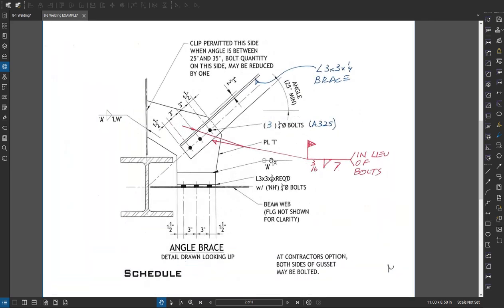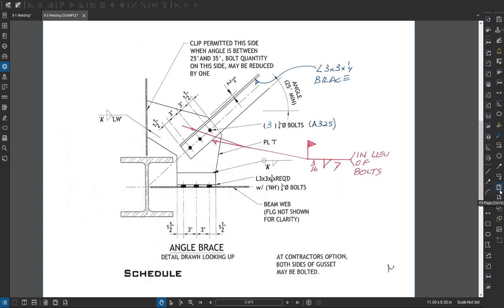Sometimes we'll weld the end. Welding this portion, I think, isn't the greatest idea because it can undercut into that brace. But sometimes there's reasons to do that. All right, so that's the example for the fillet weld.